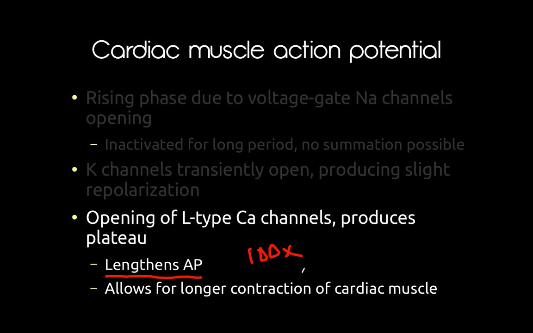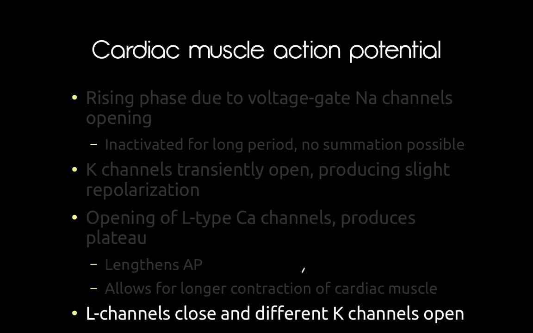And so we do that by lengthening this action potential and allow for a longer, stronger contraction of the cardiac muscle. Now after that happens, we finish this off like we do most action potentials. We close down the channels that were open, in this case the L-type calcium channels. And then we have a different class of potassium channels opening back up, allowing potassium to rush back into the cardiac muscle cell and repolarize that cell.